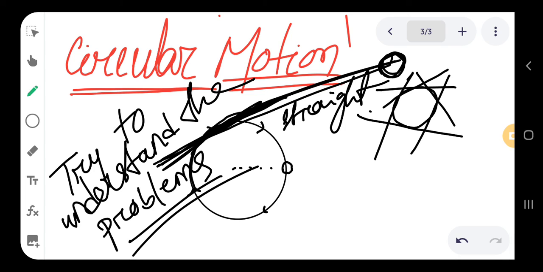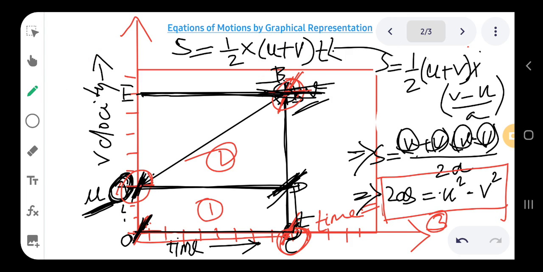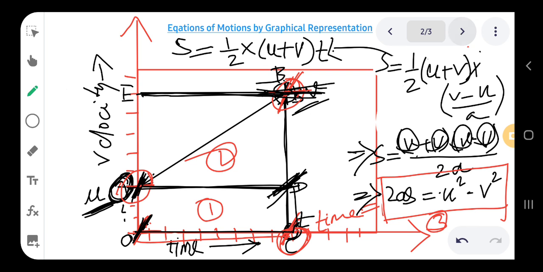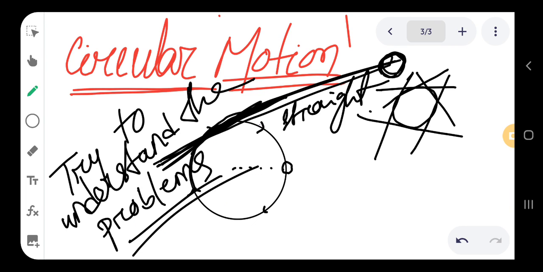Let it be. So this is your chapter. Your chapter ends here. So these are the graphs and all that I made you understand. Okay, bye bye.